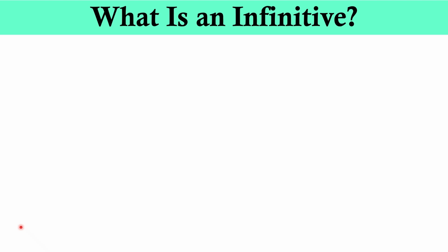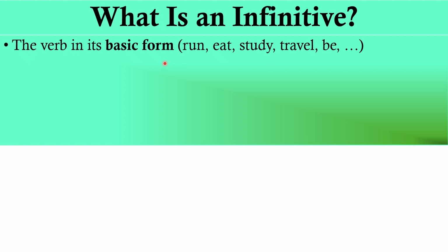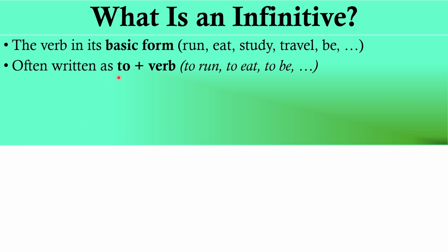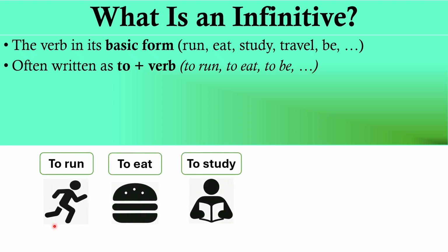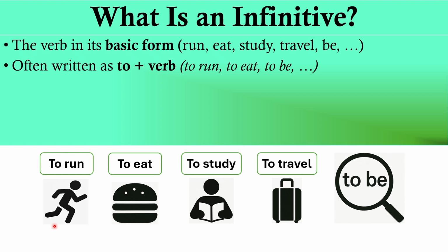So, what exactly is an infinitive? Think of it as the verb in its most basic form, the way you see it in a dictionary, like run, eat, study, travel, or be. When we use this basic form in a sentence, we often, but not always, put the word to in front of it. This creates the full infinitive, like to run, to eat, to study, to travel, or the all-important to be.